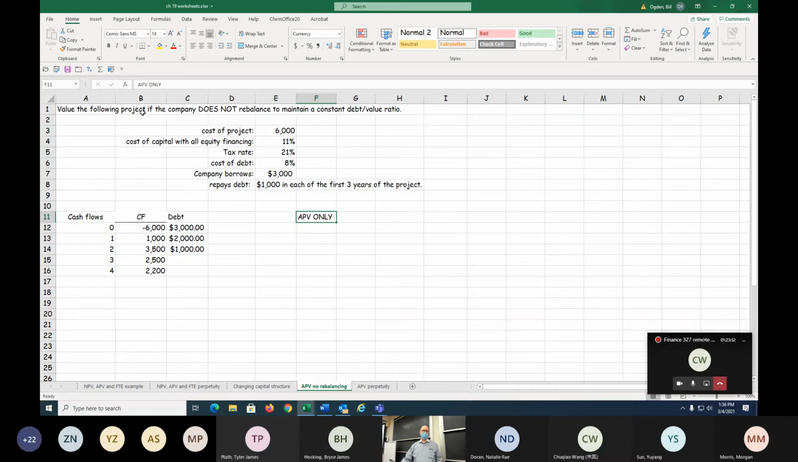Value the project if the company does not rebalance. So it does not maintain a constant debt to value. This is an APV only, because they're not rebalancing. APV only. They're going to borrow 3,000, repay 1,000 at the end of each of the next 3 years. So what happens to your debt? You start with 3,000, you pay back 1,000, pay back another 1,000, pay back another 1,000. So these last 2 years, your debt is 0, isn't it?